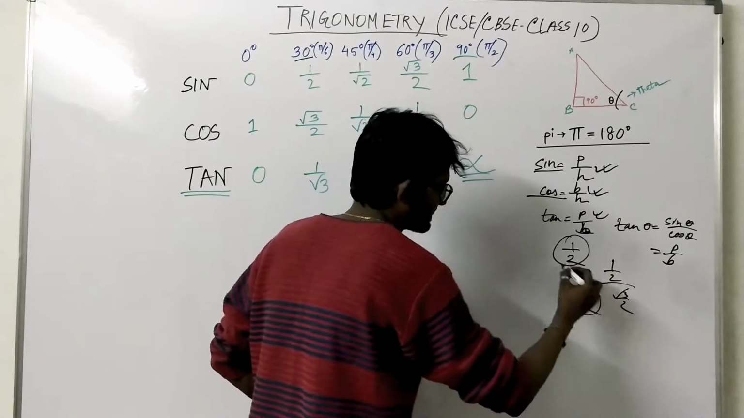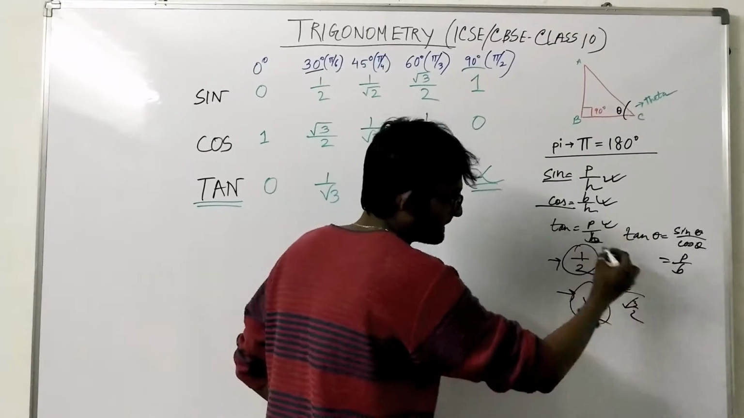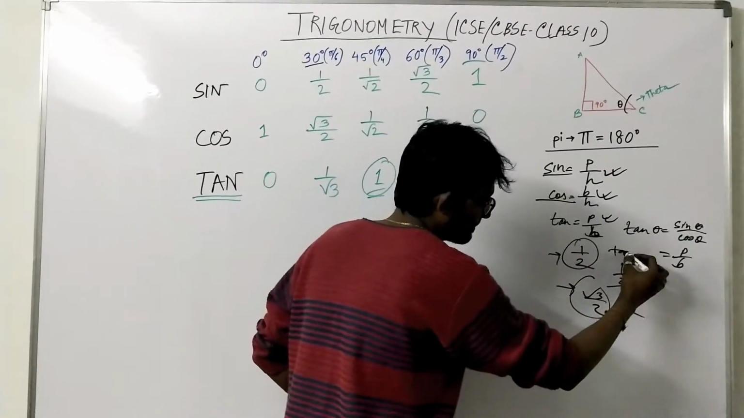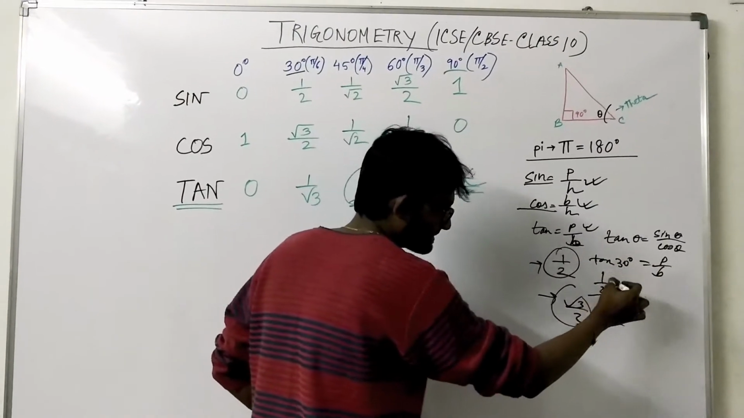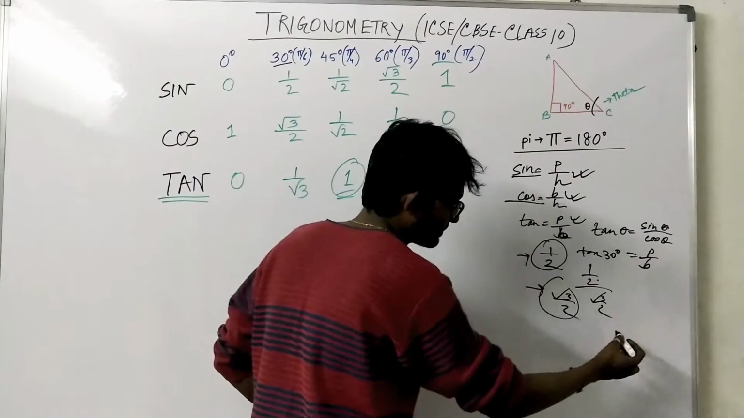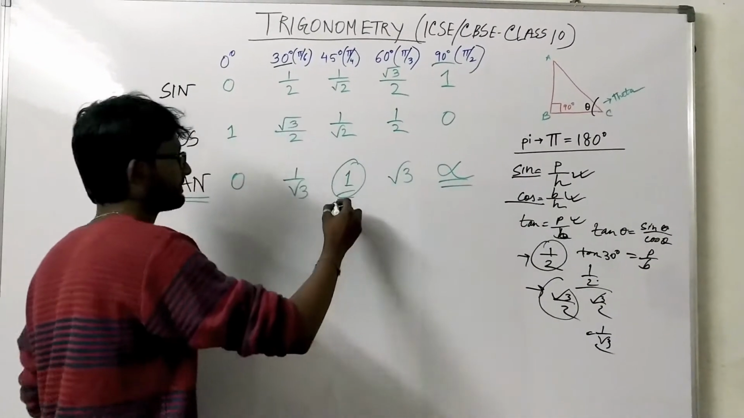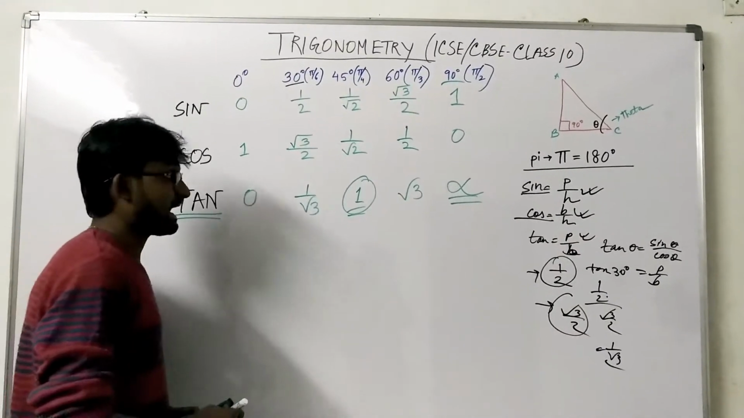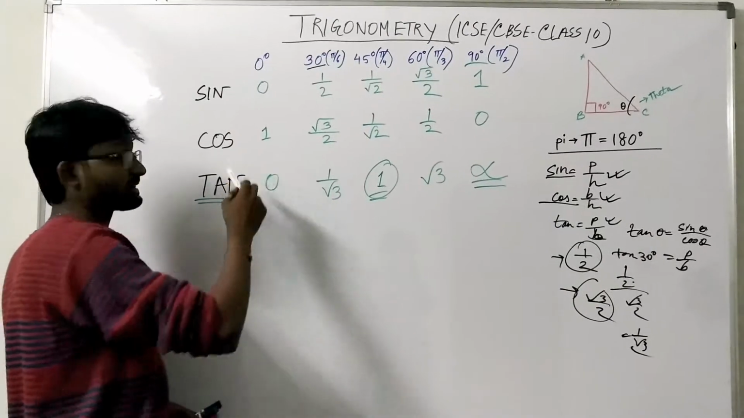Okay, so now if I see 1 by 2 divided by root 3 by 2, I'm coming over to this point, this is sine and this is cos 30 degree. I'm coming to the value of tan 30 degree. So tan 30 is sine 30 by cos 30. So 1 by 2 divided by root 3 by 2 will automatically come to 1 by root 3. You can check the other values as well over here.